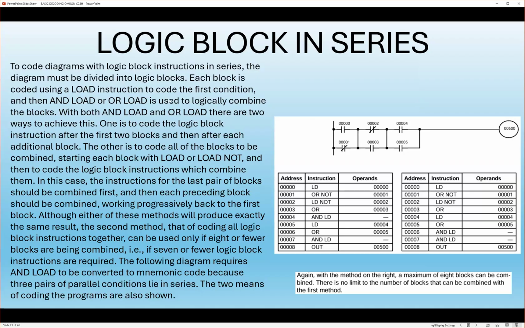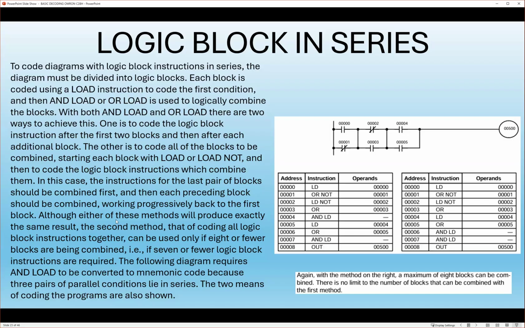Each block is coded using load instruction to code the first condition, and then AND load or OR load is used to logically combine the blocks. With both AND load or OR load, there are two ways to achieve this. One is to code the logic block instruction after the first two blocks and then after each additional block. The other is to code all of the blocks to be combined, starting each block with load or load not, and then code the logic block instructions which combine them. In this case, the instructions for the last pair of blocks should be combined first, and then each preceding block should be combined, working progressively back to the first block.